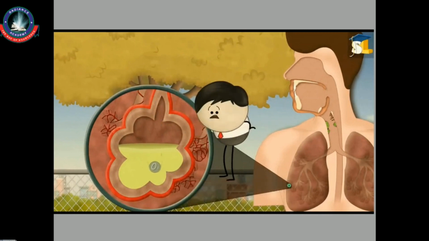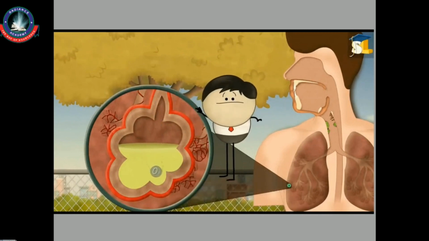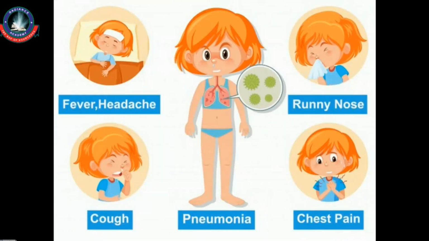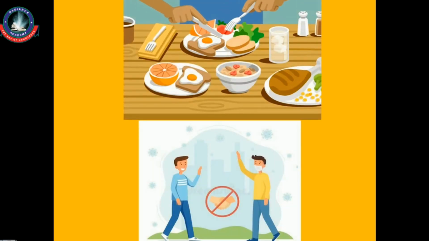The symptoms for pneumonia are fever, headache, the main one is chest pain, a severe chest pain, runny nose, cough, etc. Prevention can be done by preventing personal contact and also maintaining a balanced nutritious diet.